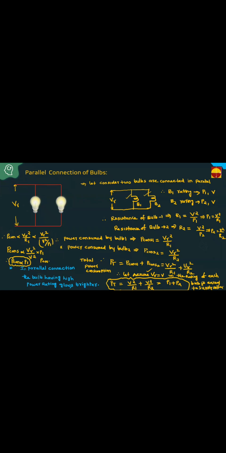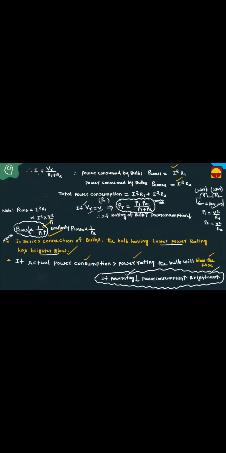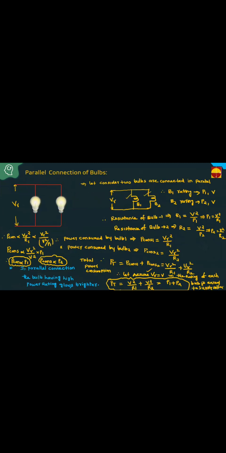Similarly, power consumption is proportional to P2. Exactly opposite, friends. In series connection, power consumption is inversely proportional to the rating of the bulb. But here, power consumption is directly proportional to the rating of the bulb. If the rating of the bulb increases, power consumption also increases.